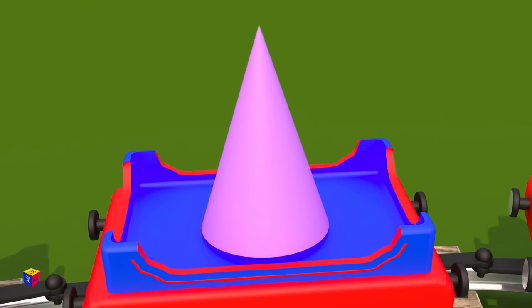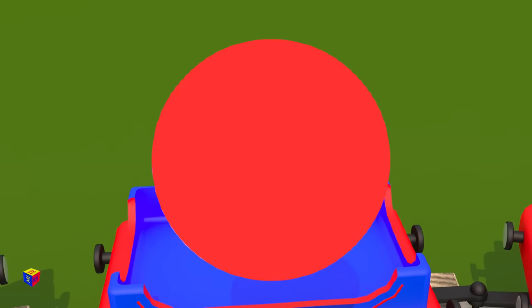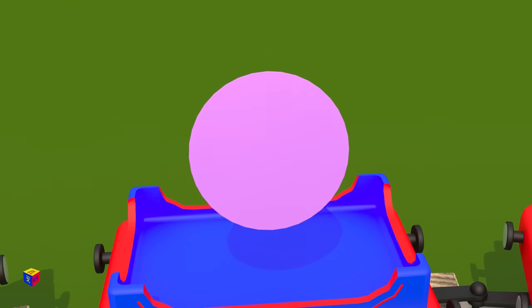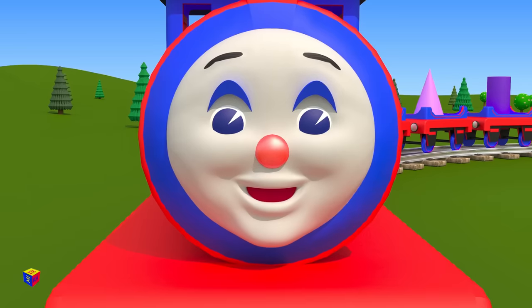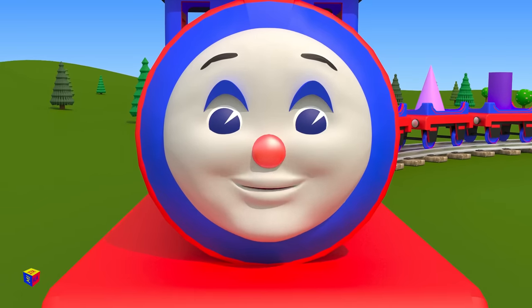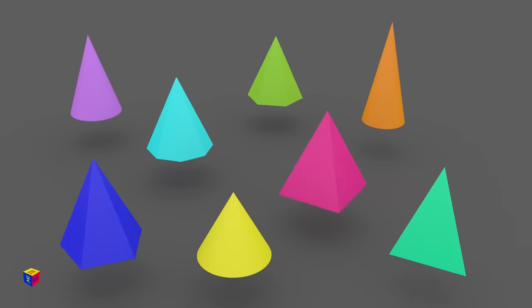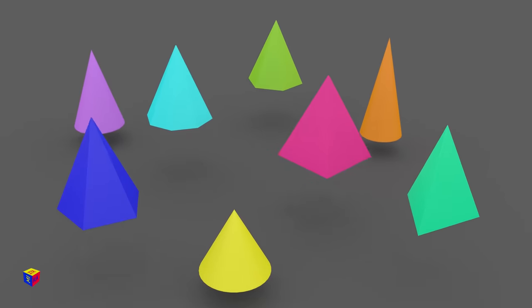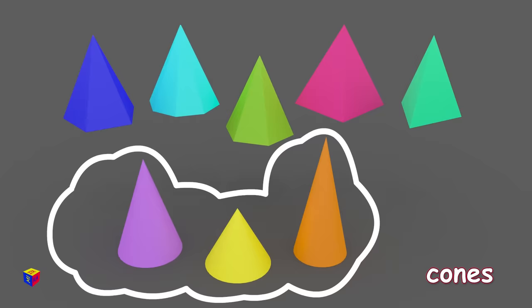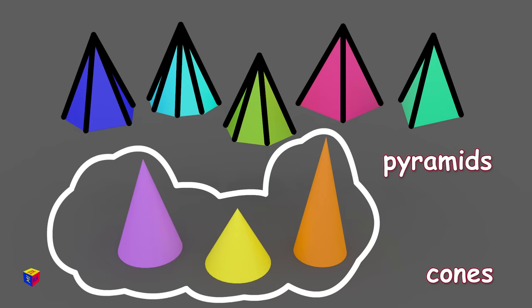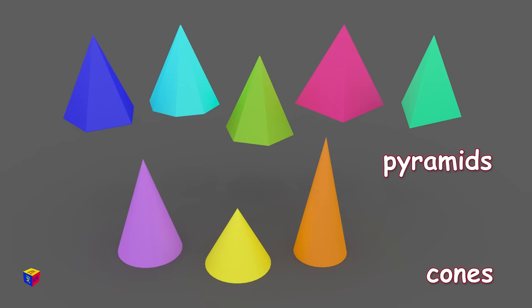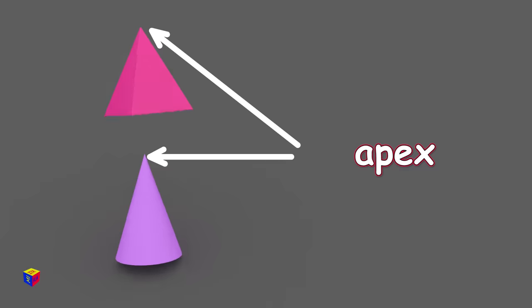What if the base of a pyramid is not a polygon, but a circle? Then it is not a pyramid anymore. This shape is called a cone. Let's play a game. Can you find the cones among pyramids? Right, these shapes are cones. They can be distinguished also by their lateral area. A pyramid has edges, but the cone does not have them. But there is a similarity between these shapes. Both the cone and the pyramid have a base and an apex.